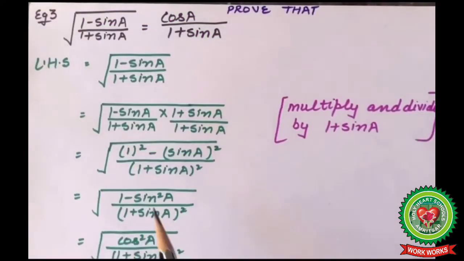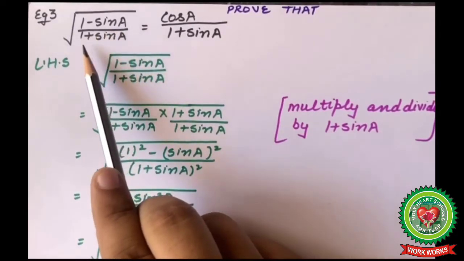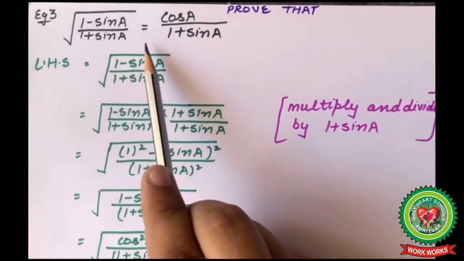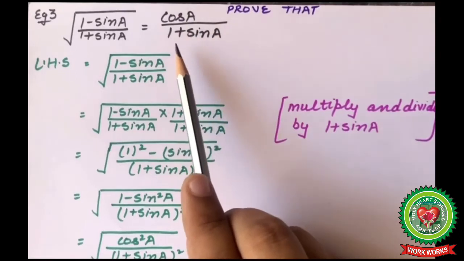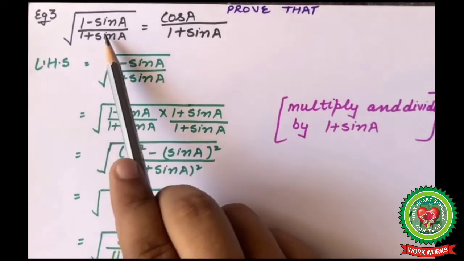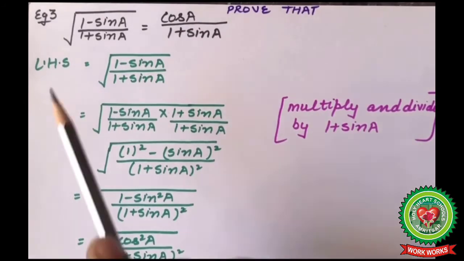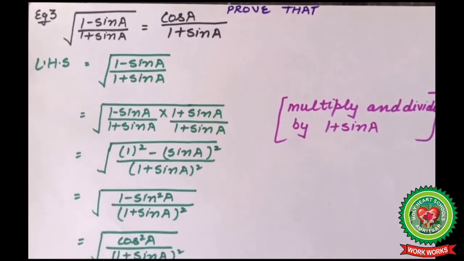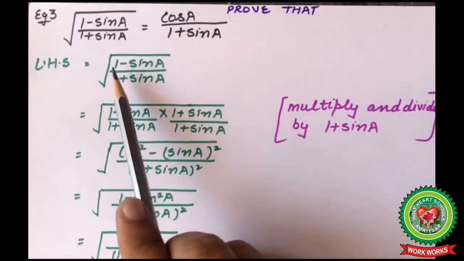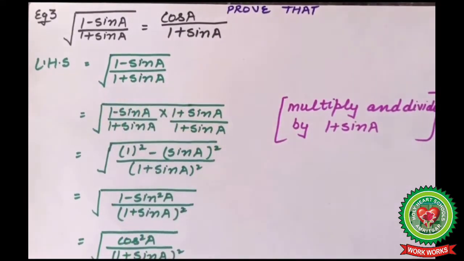The third example is: square root of 1 minus sin A upon 1 plus sin A is equal to cos A upon 1 plus sin A. Now students, in this example, the complicated side is the left hand side because it contains a sign of under root. So we are going to start with the left hand side. So left hand side is equal to square root of 1 minus sin A upon 1 plus sin A.